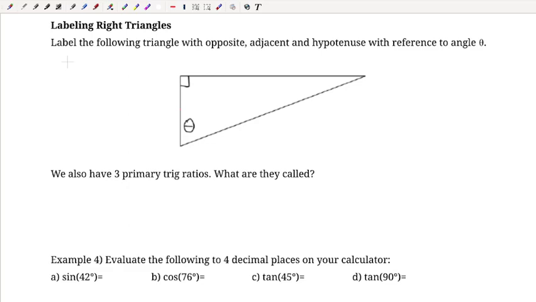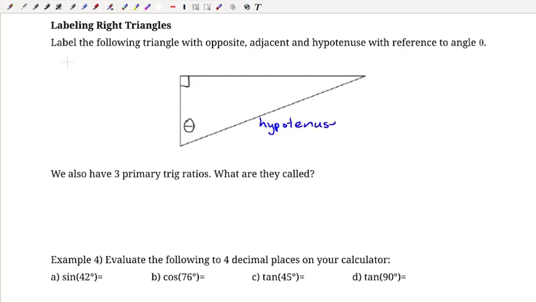So in addition to the Pythagorean theorem, when we were working with right triangles, we also have our primary trigonometric ratios. And these are sine, cosine, and tangent. In order to use these, you need to remember how to label a triangle with reference to an angle. We've already been talking about the longest side being the hypotenuse.